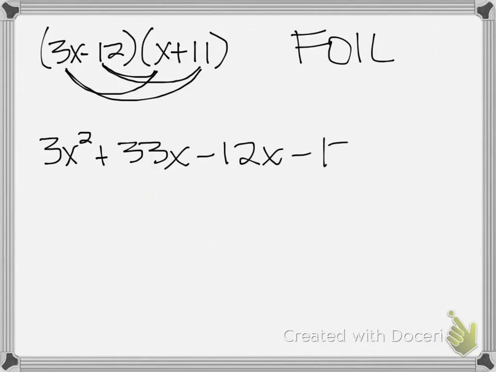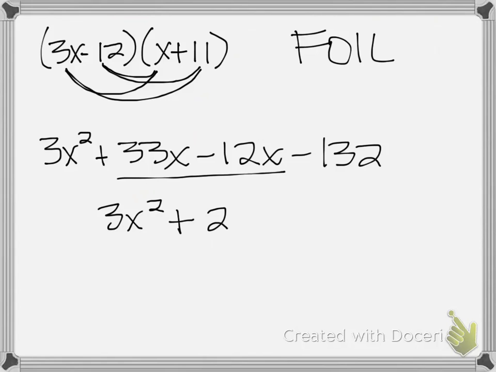132. That's one that always gets me. I always have to think about that one. And now I just combine my two middle terms because they're like terms. So I have 3x squared plus 21x minus 132. And that'd be my final answer. 3x squared plus 21x minus 132.